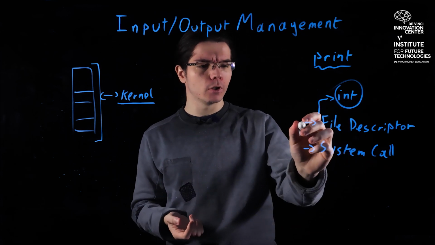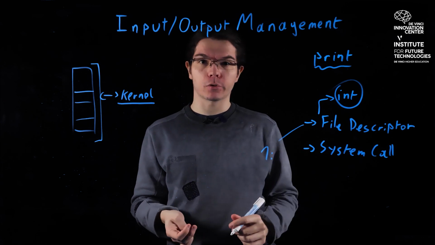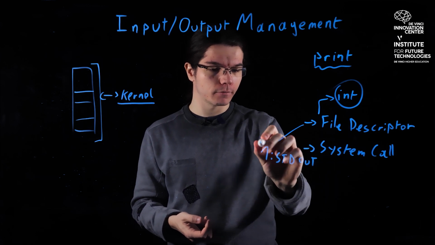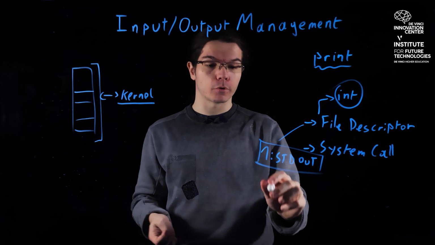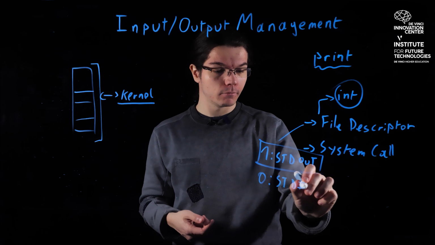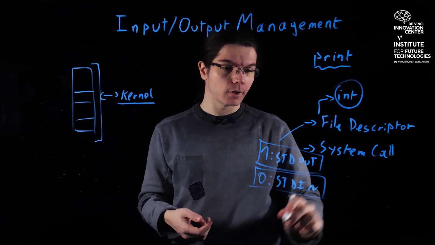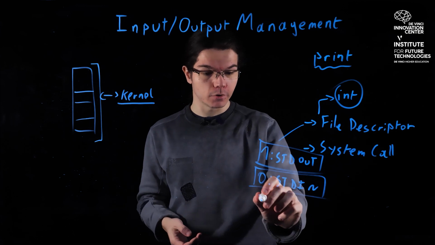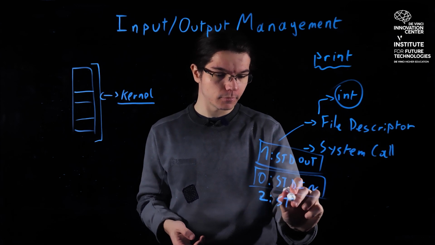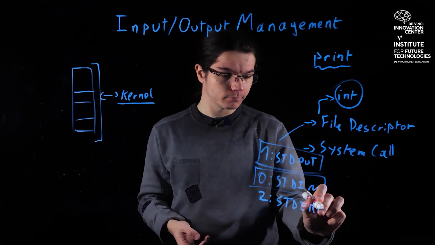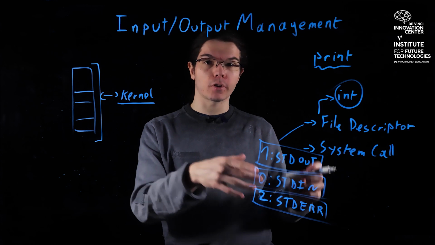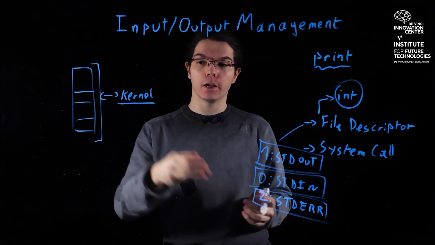For example, file descriptor number 1 is what's called the standard output, or stdout, and you might have heard of that. File descriptor number 0 is what's called the standard input, or stdin. And you may have heard of the standard error, which is file descriptor not 3, but number 2, stderr. These three file descriptors are open when the process is created and are managed by the kernel.